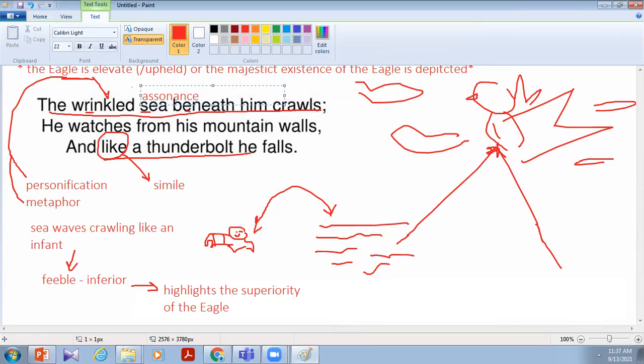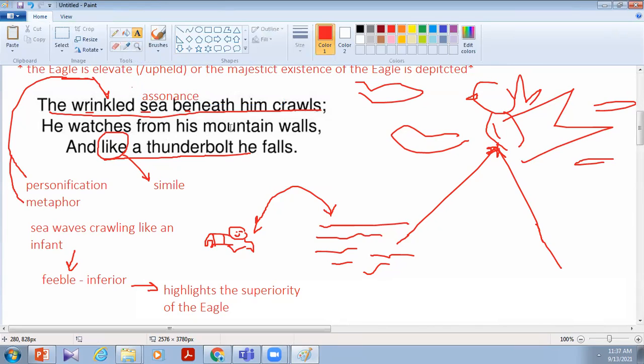The next line says, okay, I hope this line is clear, right? Wrinkled sea beneath him crawls. It shows that the sea is inferior to highlight that the eagle is superior, right? Then it says, he watches from his mountain walls. Watches, walls. Watches, walls. Again, this is what? You can see alliteration there. Watches, walls.